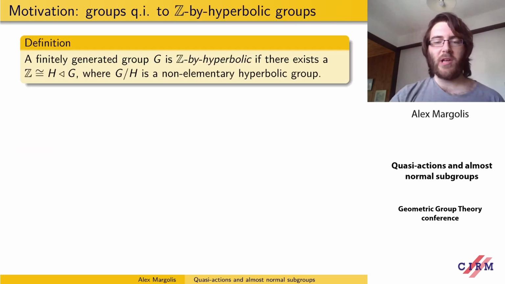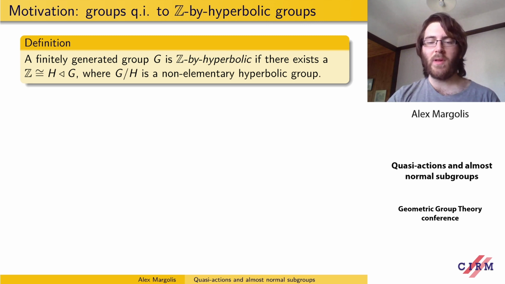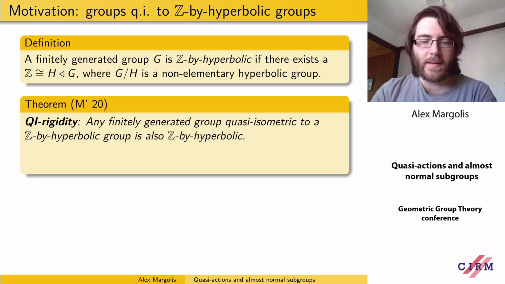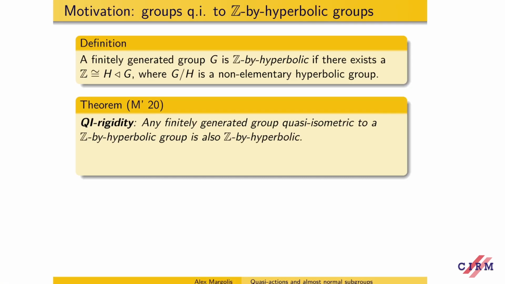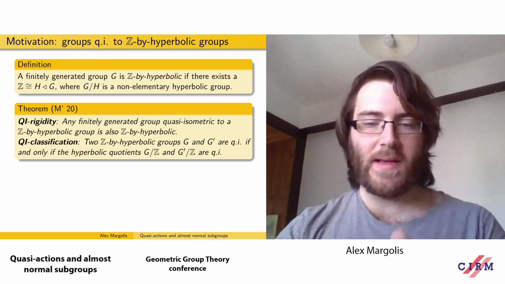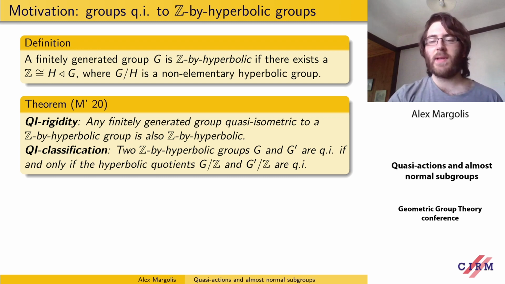And I'm going to be considering a more general class of groups, the class of Z-by-hyperbolic groups. So these are groups where you have an infinite cyclic normal subgroup such that the quotient is a non-elementary hyperbolic group. So it's a hyperbolic group which isn't finite and isn't two-ended. And I show the following, that every finitely generated group quasi-isometric to a Z-by-hyperbolic group is also Z-by-hyperbolic. So this is a far-reaching generalization of the previous theorem. And to complement this, we have a QI classification. Two such groups are quasi-isometric if and only if their quotients are quasi-isometric. The QI classification was actually known before, but the QI rigidity is new.